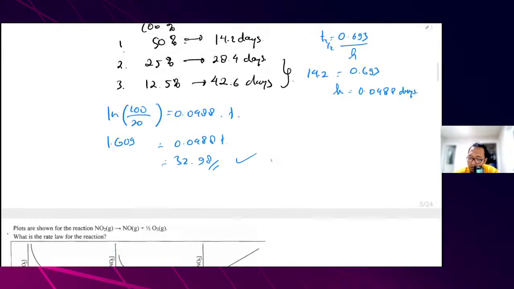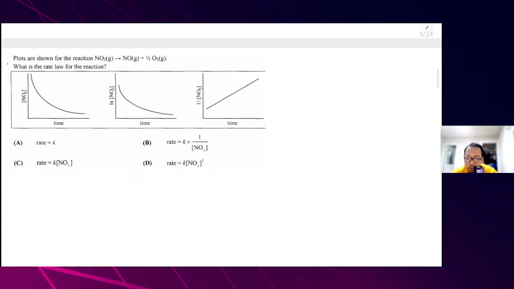Okay, now let's move on to another question. Plots are shown for the reaction of NO2 to NO and half O2. What is the rate law for the reaction? As you can see, guys, the reactant is only NO2. And we have the graphs over here, the red graph over here. So the question is, what is the rate law for the reaction?